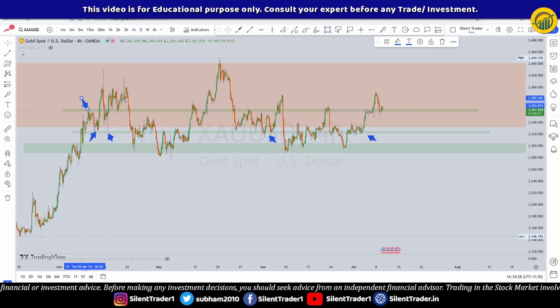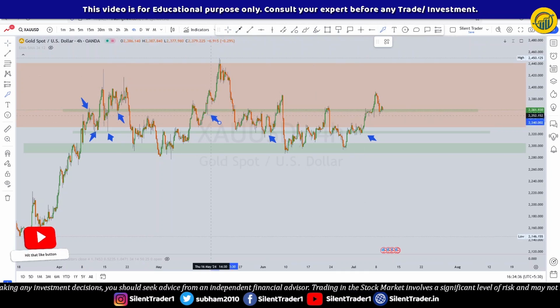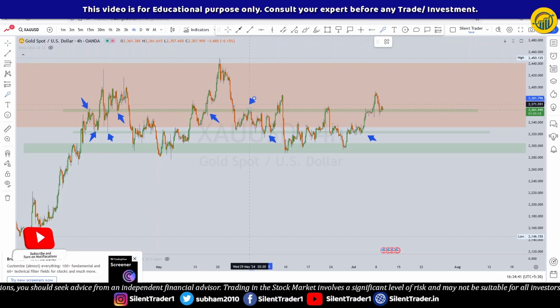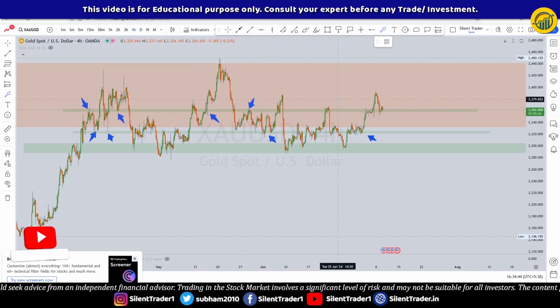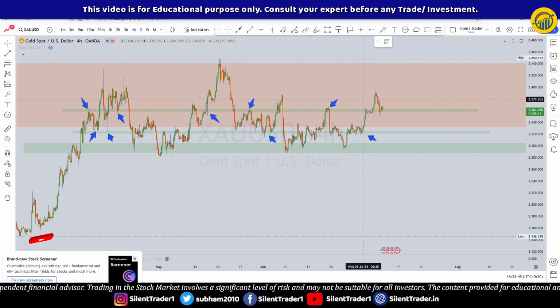Top rejection. Low. Low. Top. Top, and top breakout.